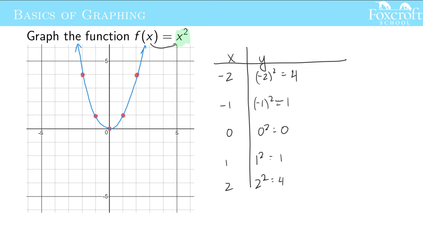So they all come from this original function, which means all the graphs are going to come from this original graph. This shape we have, this U shape, is what we're going to be dealing with for the whole unit.